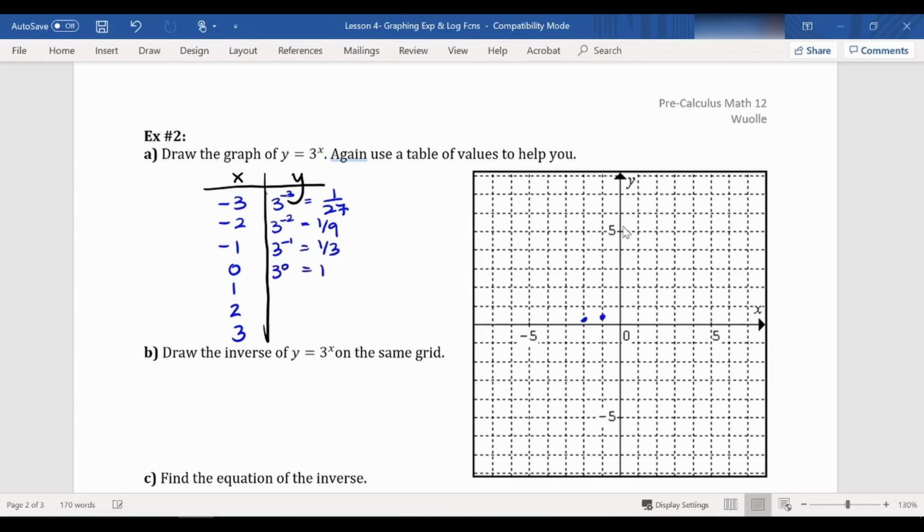3 to the 0 is 1. 3 to the 1 is 3. 3 squared is 9. That one actually goes off our grid already. 3 cubed is 27. That's not going to fit on our graph.